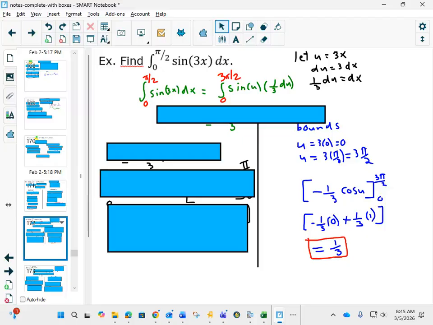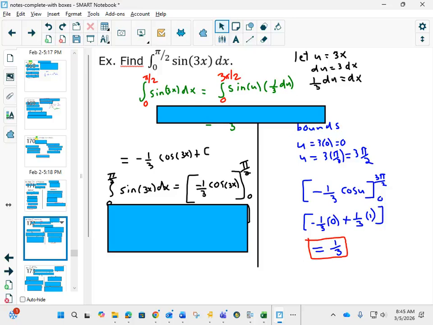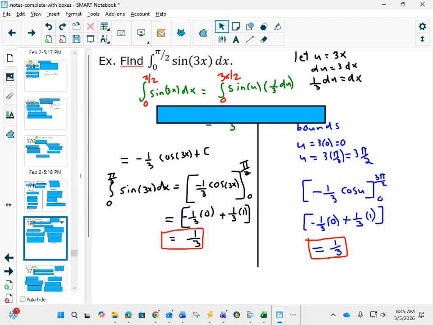So this next part is where I do the plus c. I would probably go to this side directly from there without writing this plus c part. I wouldn't do the indefinite integral at all. And you get 1/3 that way.